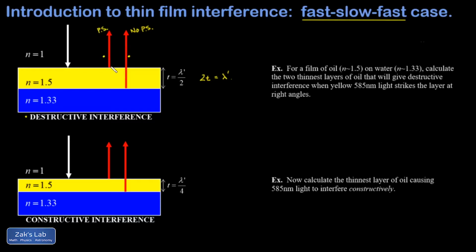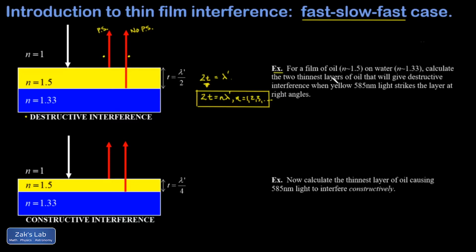So the two waves get 180 degrees out of phase, and they're going to interfere destructively. Now we can generalize this because any thickness that gives us an integer number of wavelengths of extra travel distance, that 2t, is going to create the same destructive interference. So anytime that 2t is equal to n lambda prime, where n is 1, 2, 3, and so on, for a fast to slow to fast thin film situation, you're going to get destructive interference. Let's go ahead and apply this to an example.